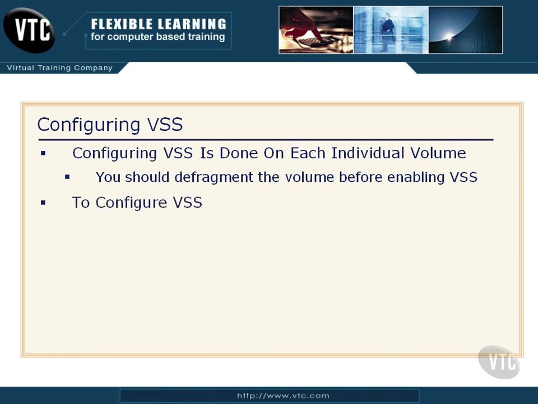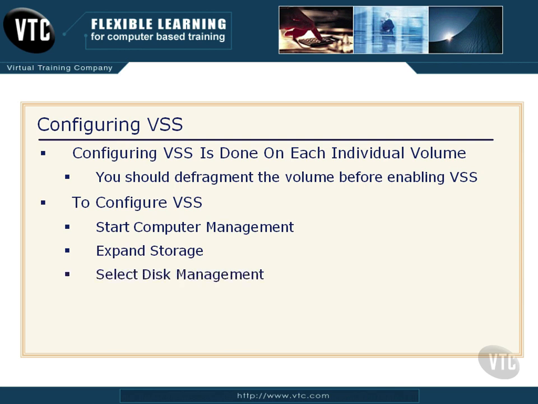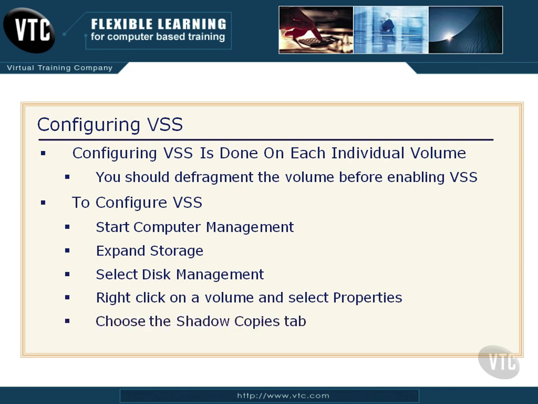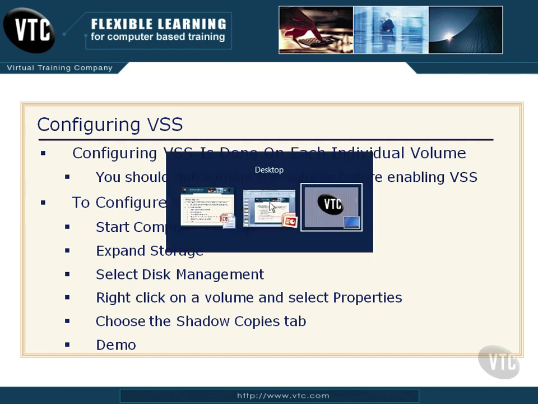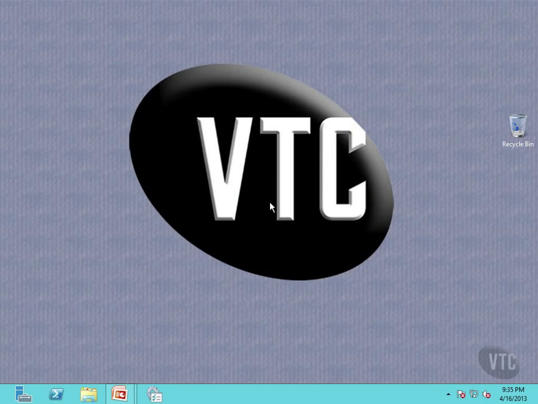To configure this, or to turn it on, to enable it, whatever you want to call that, you want to start the Computer Management tool. Then you will expand Storage, select Disk Management, right click on the volume, select Properties, and then choose the Shadow Copies tab. Now I know you're not going to remember that, so let's jump out into Windows Server 2012 and take a look at this. I'm going to jump out to the desktop.